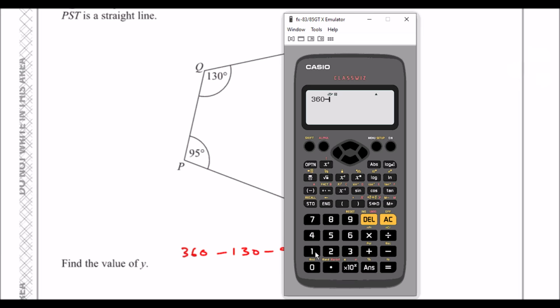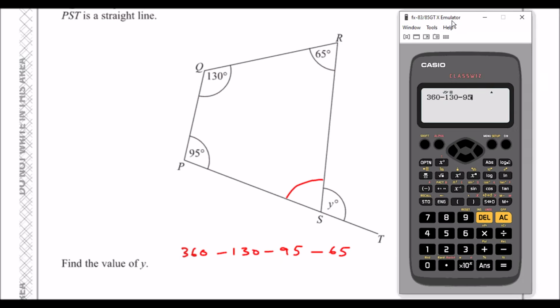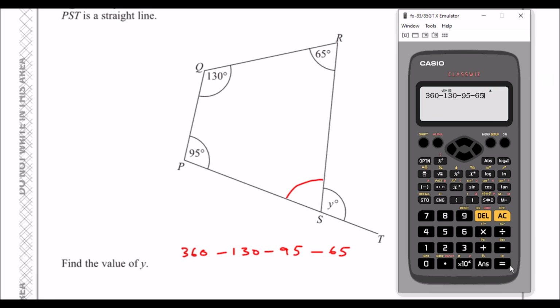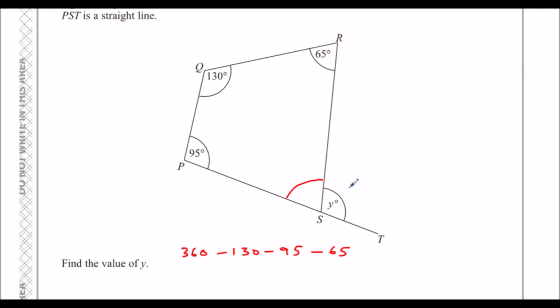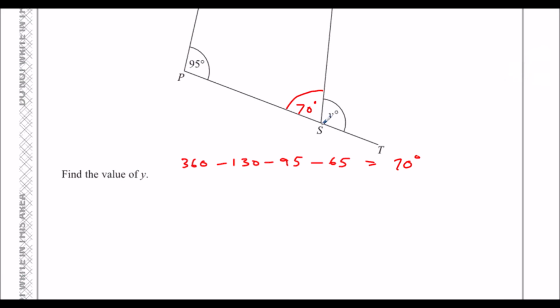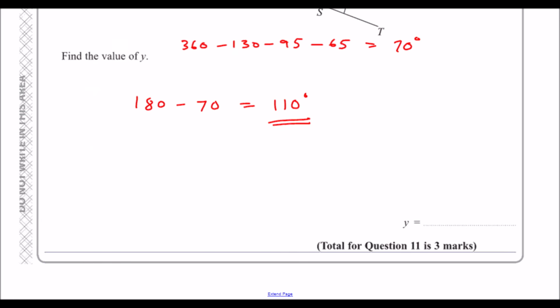360, take away 130, take away 95, take away 65 is 70 degrees. So this angle here is 70 degrees. And y and 70 are on a straight line. So 180 take away 70 is 110. And that is our missing angle.